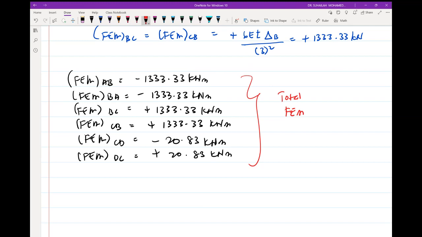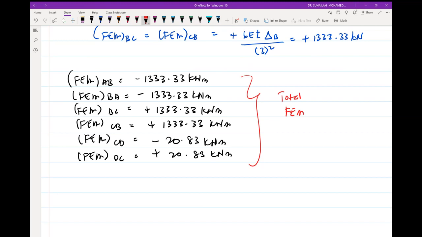member end moment considering support settlement. Of course, when support settlement occurs, the loading is there, so we have to combine these two FEMs, and we continue the distribution process in the table as usual. I want you to continue for the 1 hour session today, to continue the table and see the result after that.